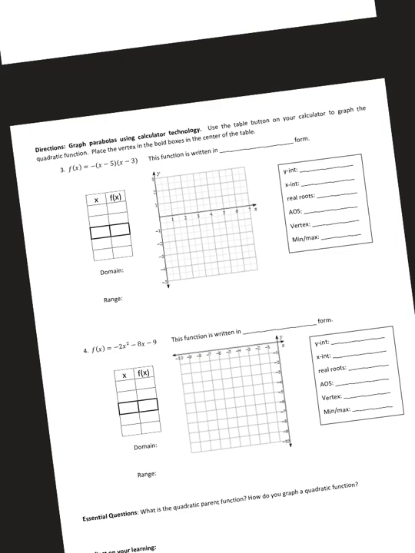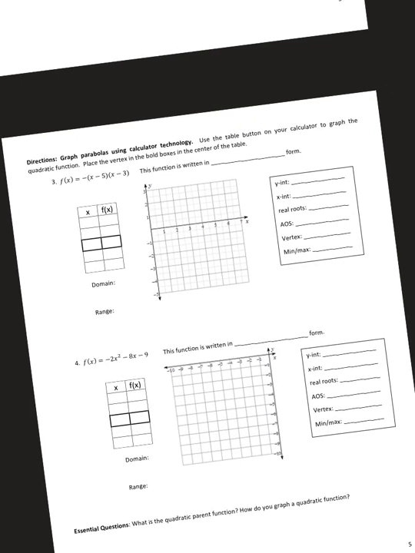Okay. So hopefully you've got that table in front of you on your calculator. We'll go ahead and answer the question. The function is written in blank form, and this one is in intercept form because it is factored. All right, so that is intercept form.